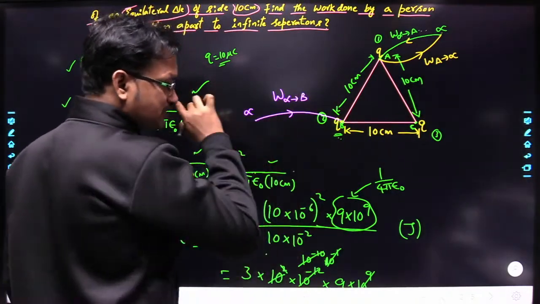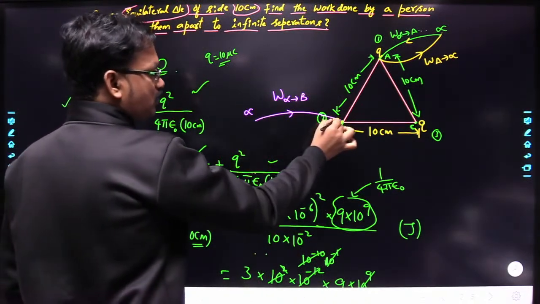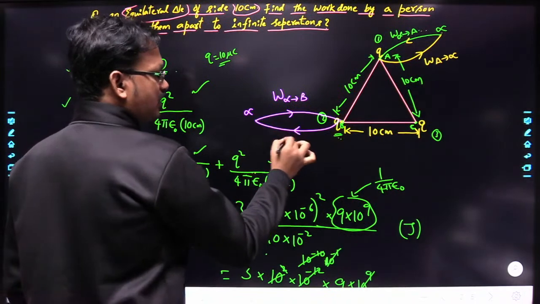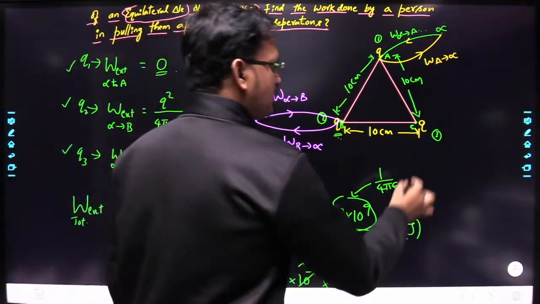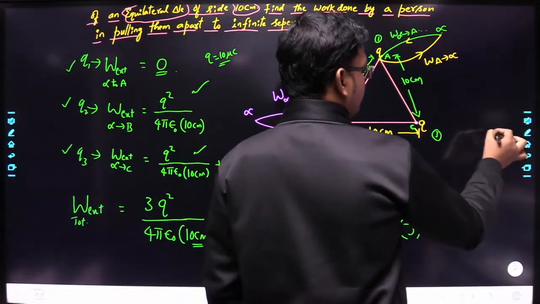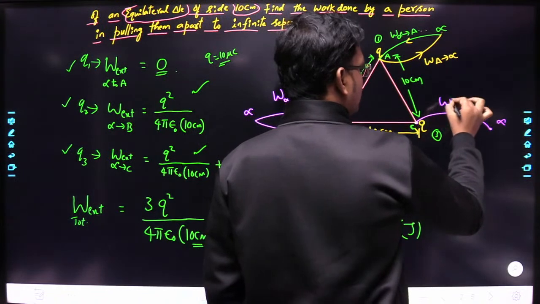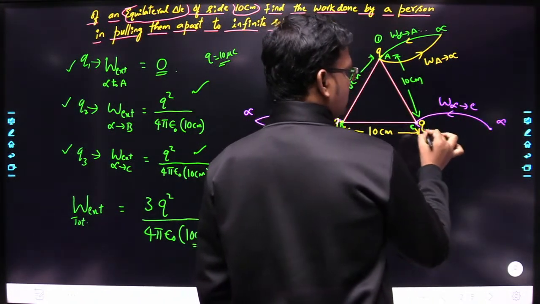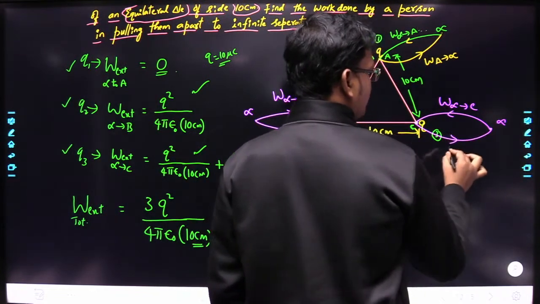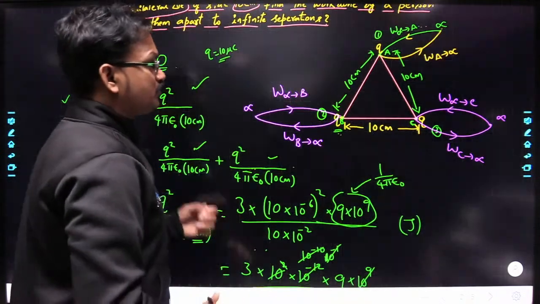Now they are asking to determine the work done in order to move this charge from B to what? From B to infinity. That means you have to determine the work done in order to move the charge from B to infinity. Similarly, we have taken this charge from infinity to this point, so that is the work done in order to move the charge from infinity to C. They are asking to determine the work done in order to move the charge from C to what? C to infinity. Understood? Okay.